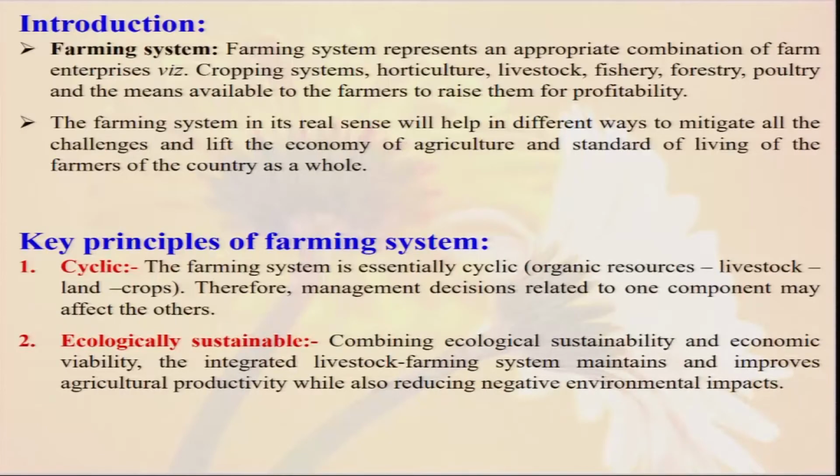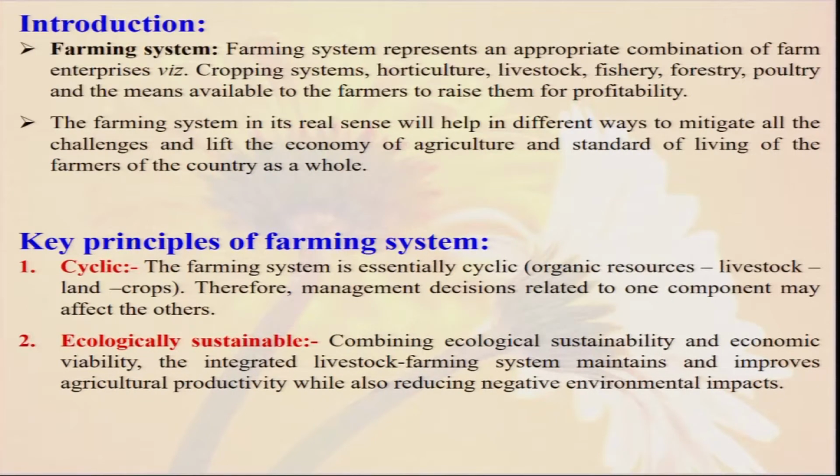There are different principles of the farming system. One is cyclic, which means it is a holistic approach. One input of one system can be used as the input of the others. One byproduct or waste product can also be used as an input. So, there will be very little dependence on the market. Most of our farm inputs we can produce within the farm. So, there will be less cost, and the second is ecological sustainability.